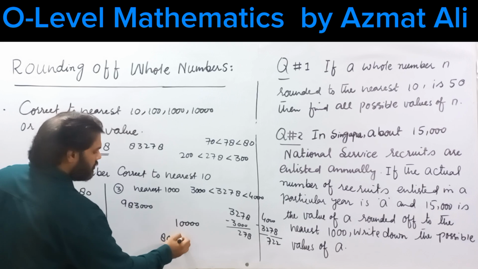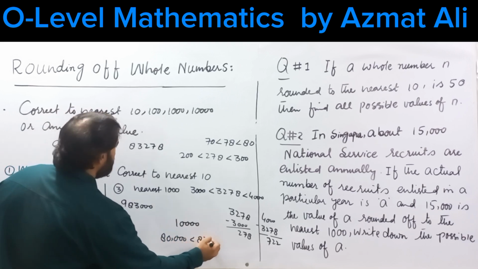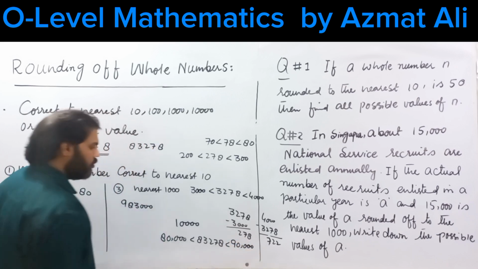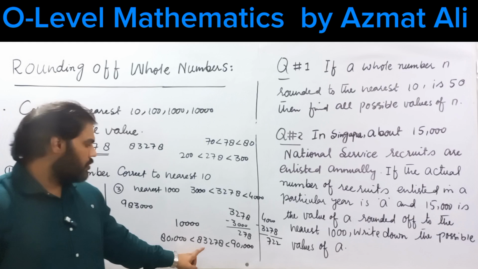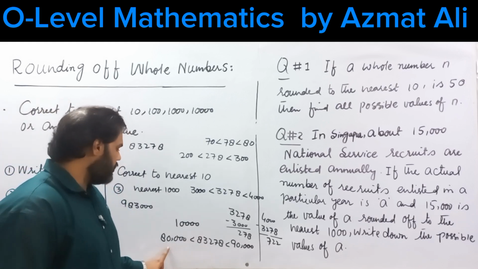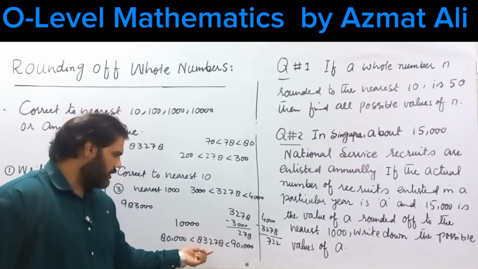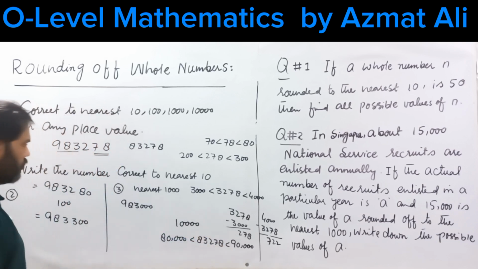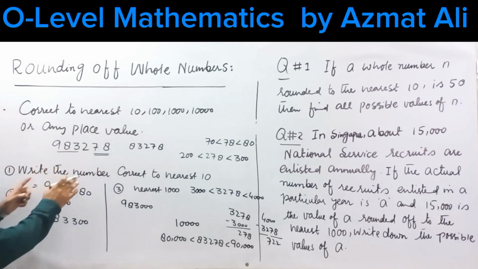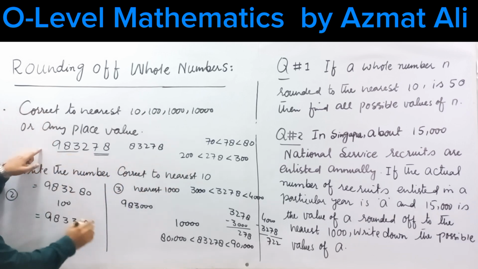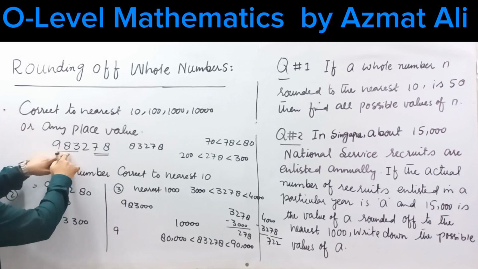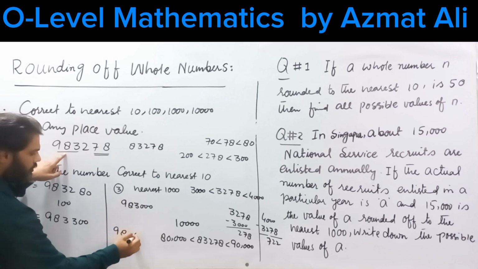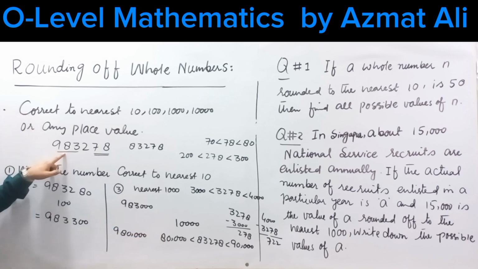90,000 and 100,000. Now you have to decide whether 98,278 is close to 90,000 or 100,000. Obviously you can see that 98,278 is closer to 100,000 than 90,000. So when we have to write this number correct to the nearest 10,000, the answer is 100,000.